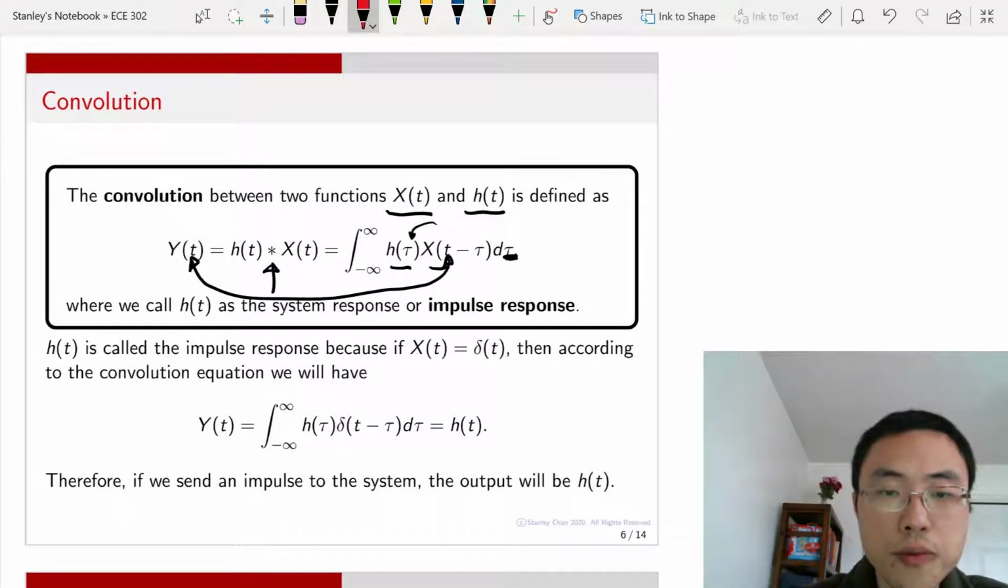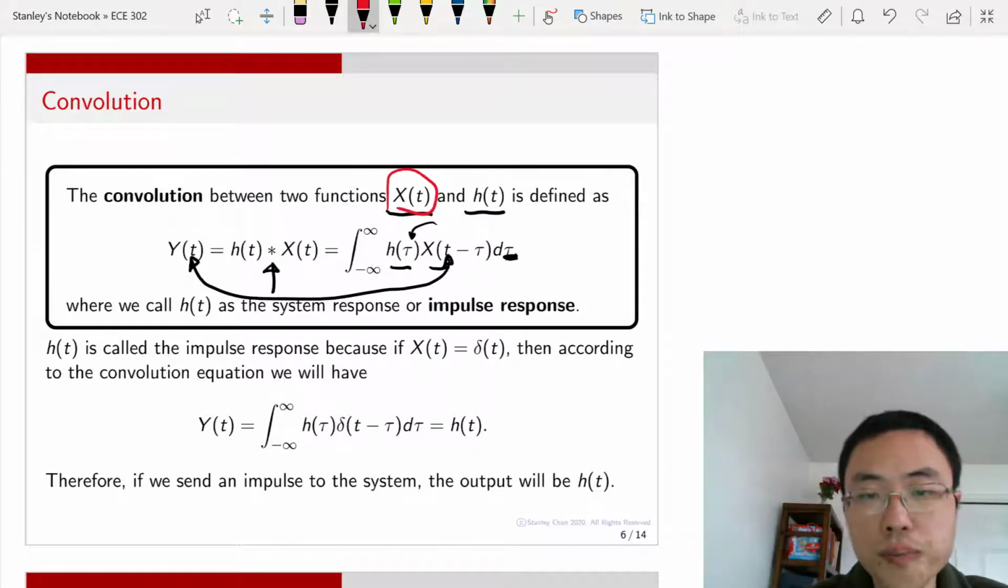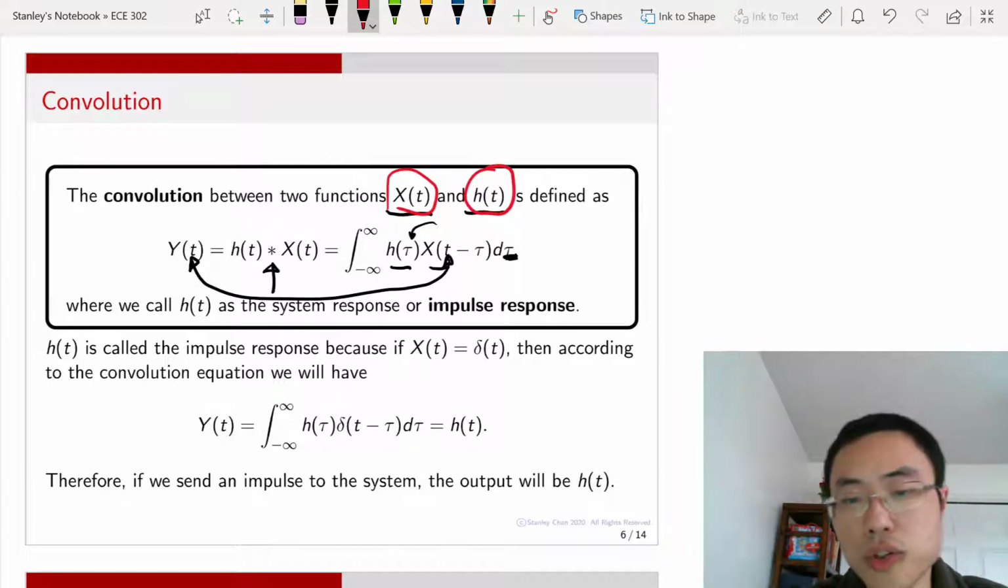We have a name for this x(t). This is called the input. We have a name for this h. h is called the impulse response.